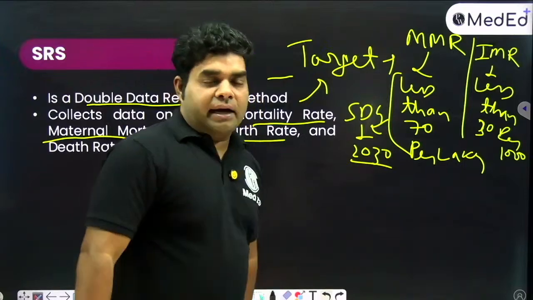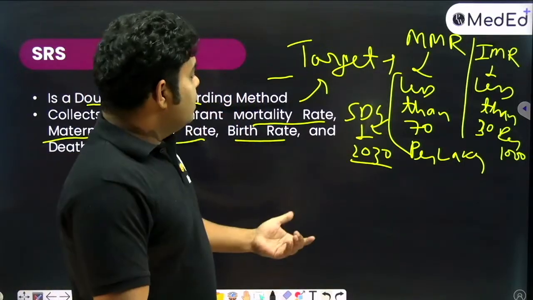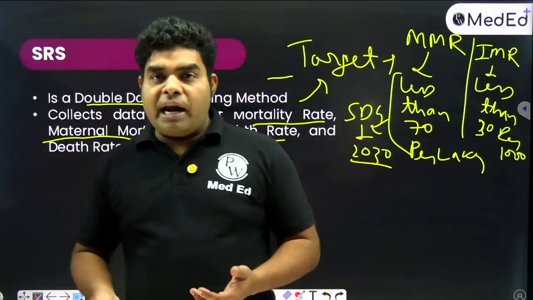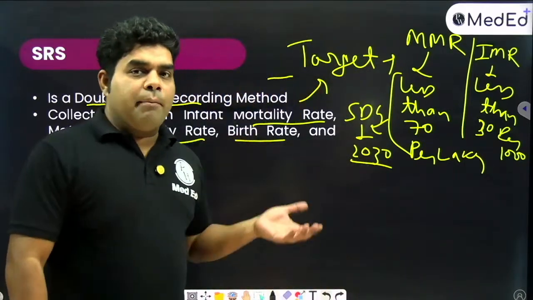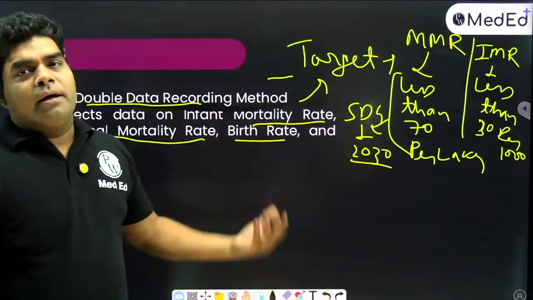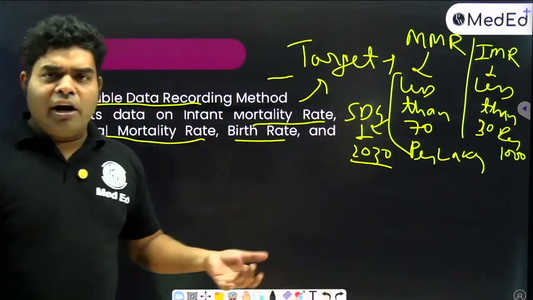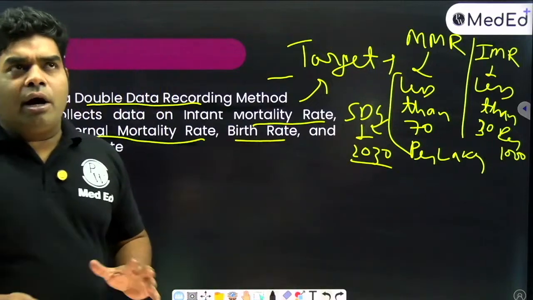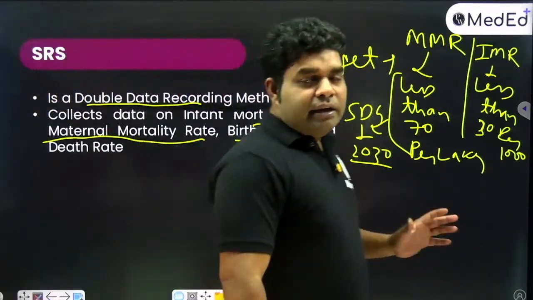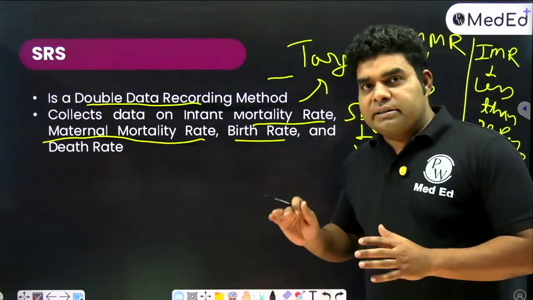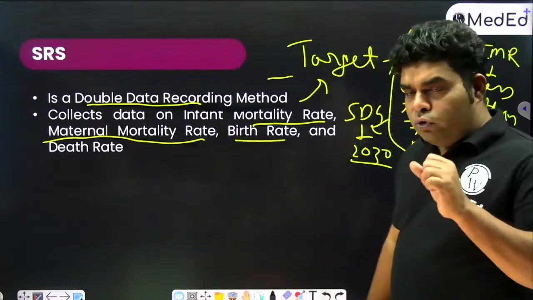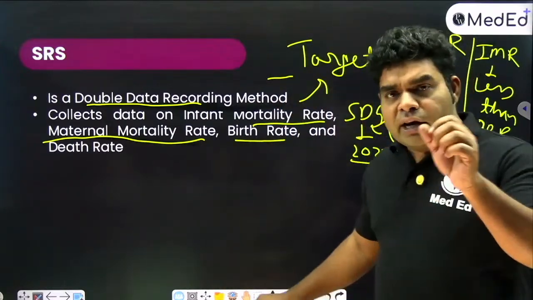So these two targets are there for MMR and IMR, and who gives us the data of IMR, MMR? SRS. Last year MMR was 103, but we don't need to remember the data, they never ask it in the exam. But roughly the MMR of India is around 100, and IMR is now around 25-28. It keeps on changing every year. They don't ask the current data, they ask the target. Do remember.